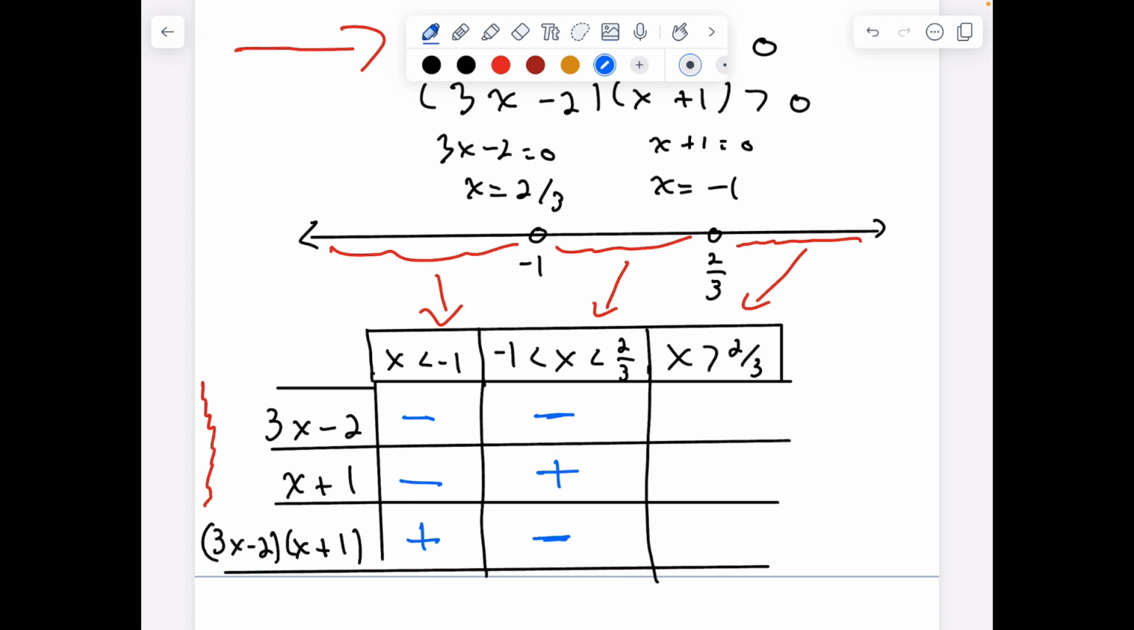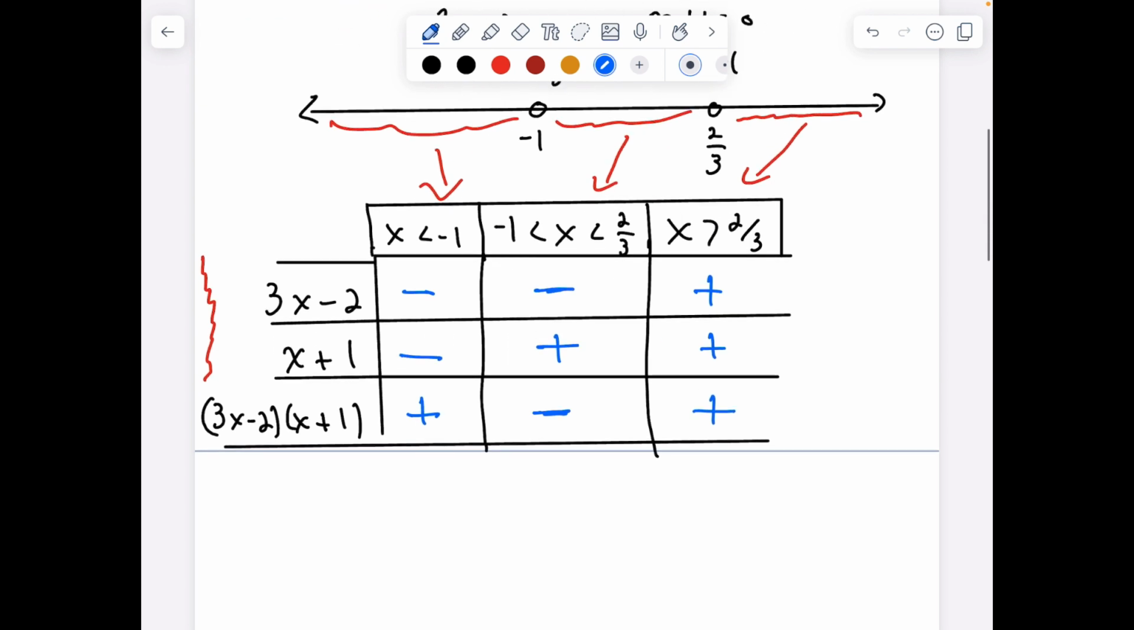And last but not least, for anything greater than 2/3, just imagine like 1 here. We plug 1 into 3x minus 2, that would be positive. 1 into x plus 1, that would be positive. And therefore, the product of two positive things is going to be positive.